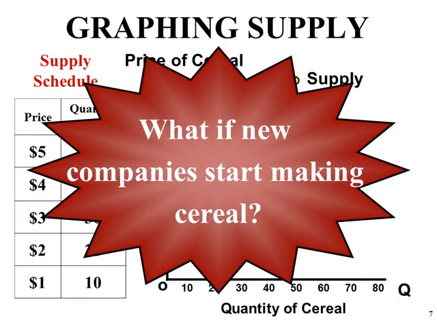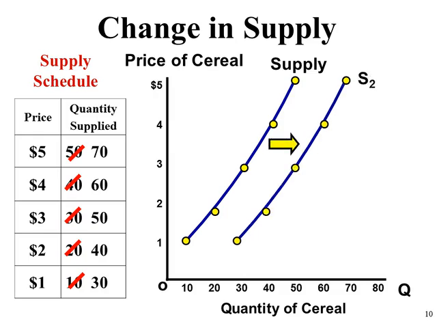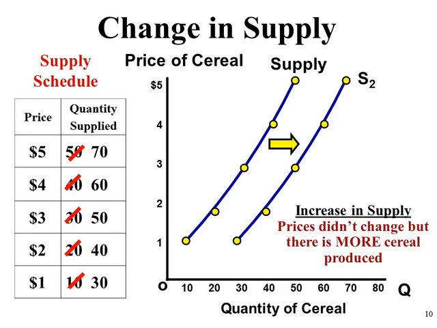Now, what if new companies start making cereal? In other words, what if something other than the price changes that changes the supply of cereal? In this case, we're going to call that a change in supply because the whole supply curve is going to shift. So there's a difference between a change in quantity supplied and a change in supply. Even though they sound similar, they're not the same. A change in supply is caused by something other than price. So here, if there's more companies supplying cereal, at every price there's going to be more cereal supplied, and that graph is going to shift out to the right, showing an increase. Just like demand, right is an increase and left is a decrease when you're doing shifts. For supply, right is an increase and left is a decrease. Prices didn't change, but there's more cereal produced.